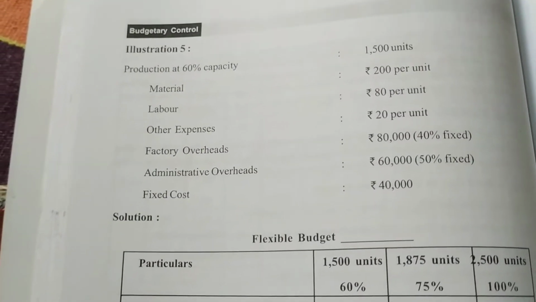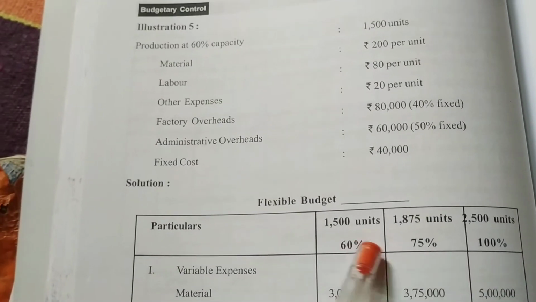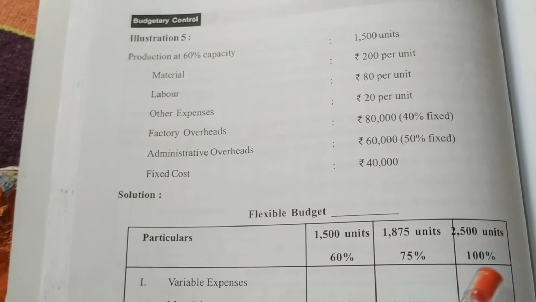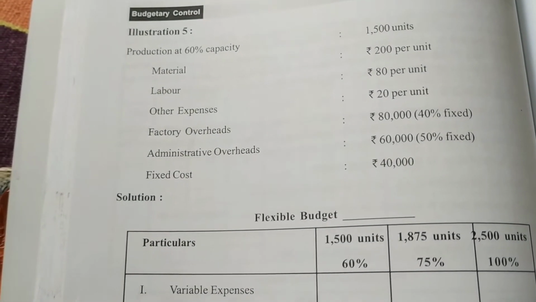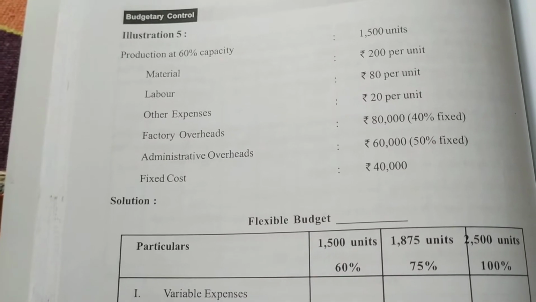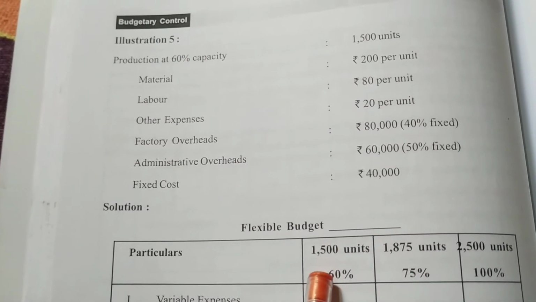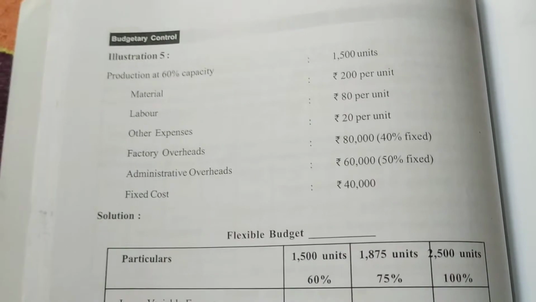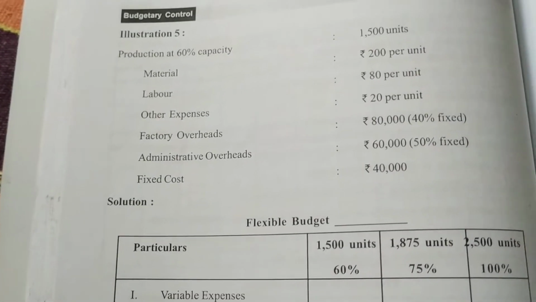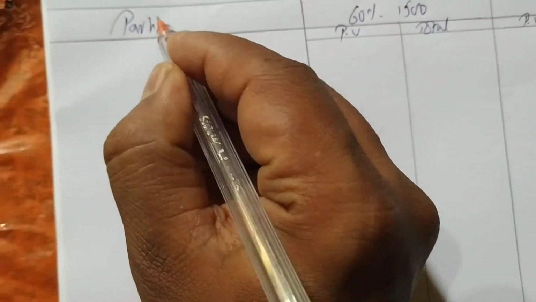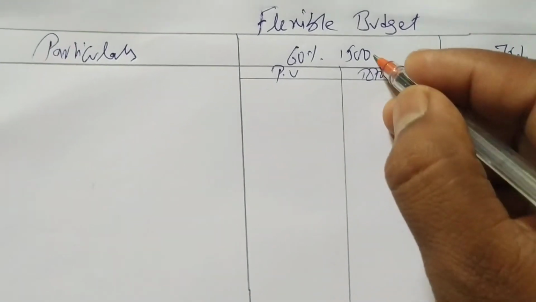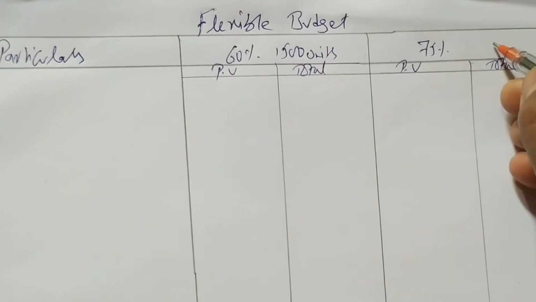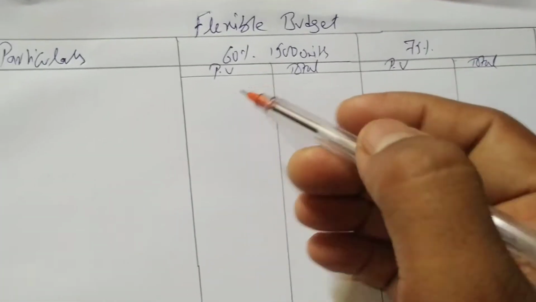So we have to prepare the flexible budget for 75% and 100%. 60% is given, and for 75% and 100% you have to find out the flexible budget. It's very easy. We'll first draw the format, and after the format we'll solve it. We'll write 60%, 75% and 100%. I have written here 60%, 1500 units. For 75% we have to find out how many units, and for 100% we have to find how many units.